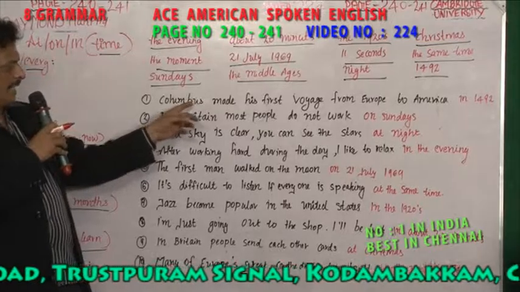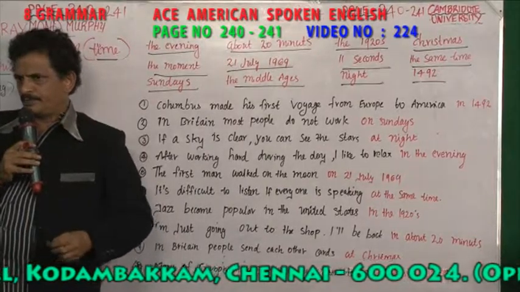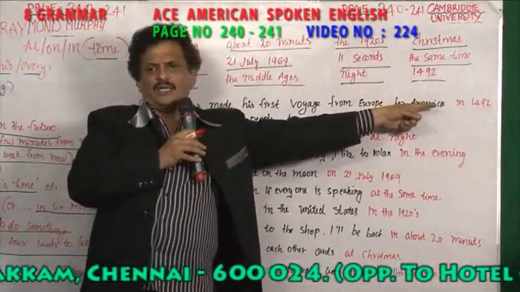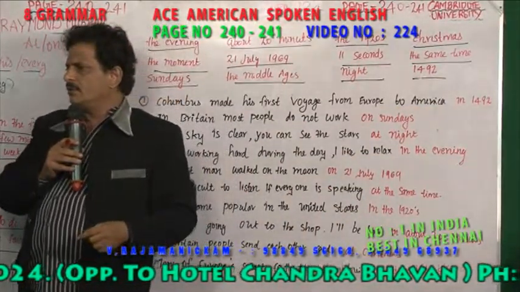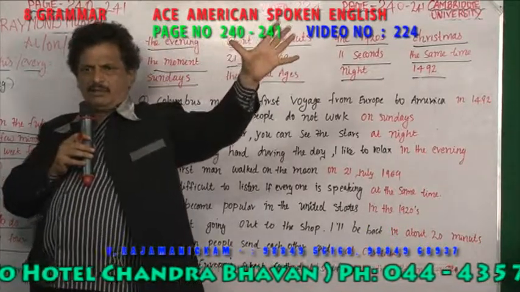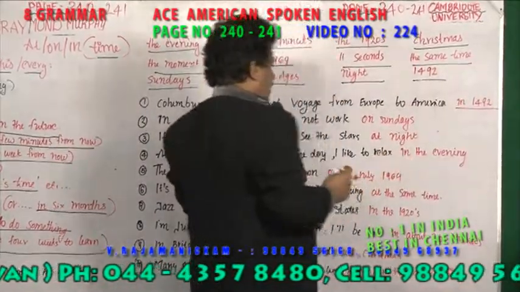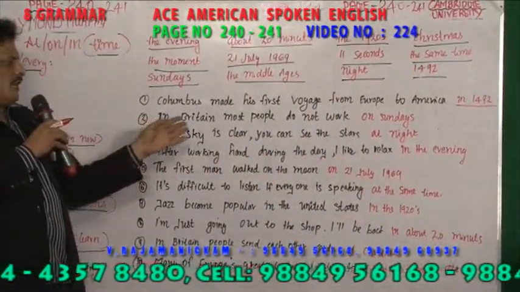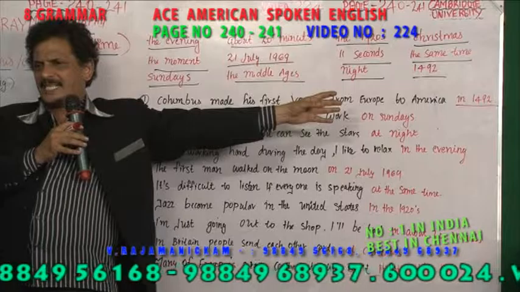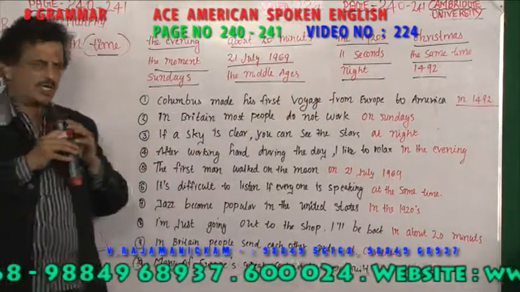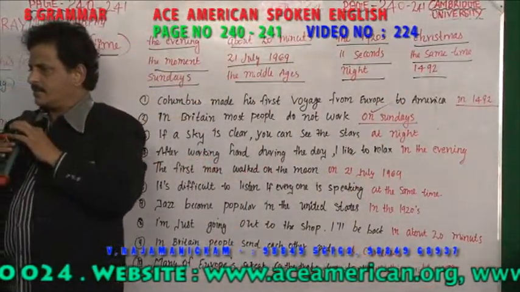For example, Columbus made his first voyage from Europe to America on 1492 or at 1492 or in 1492. In 1492. So it is a longer time period, isn't it? For longer durations, you're using in 1492. In Britain, most people do not work at Sundays, in Sundays or on Sundays. You're using on Sundays. Why do you use on Sundays? So on is used before the days.